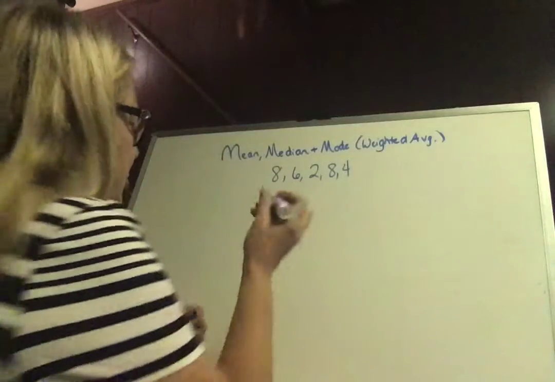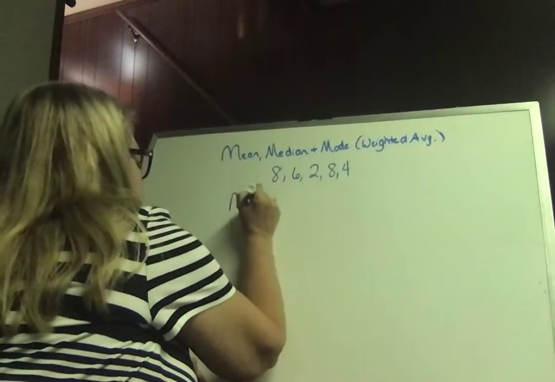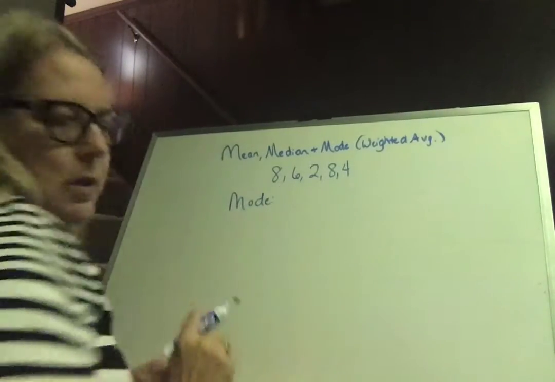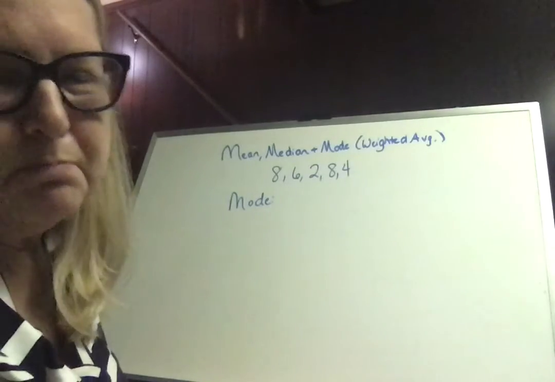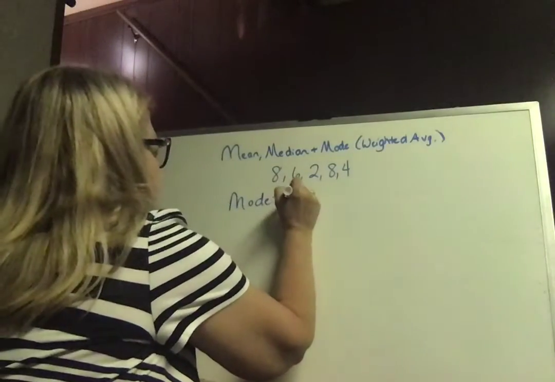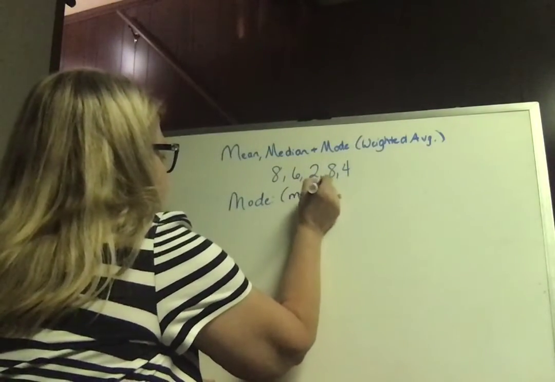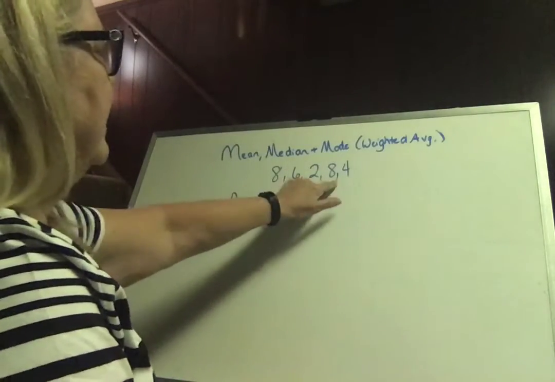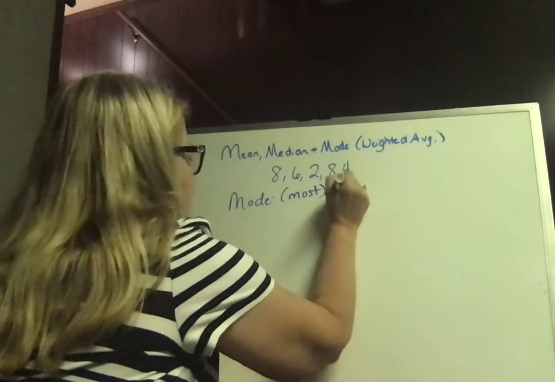First we're going to look at mode. Do you remember what that was? Mode, the one that shows up the most. So 8 and 8. The mode is 8.